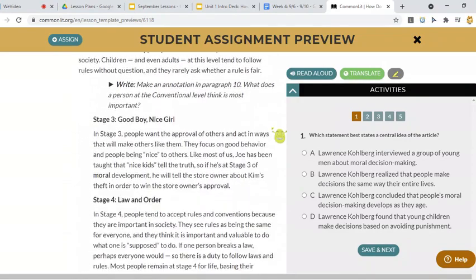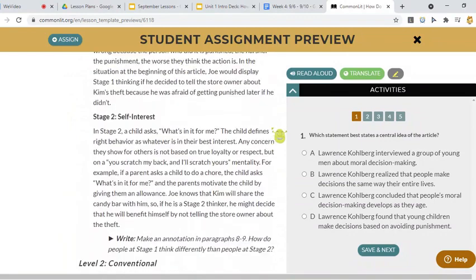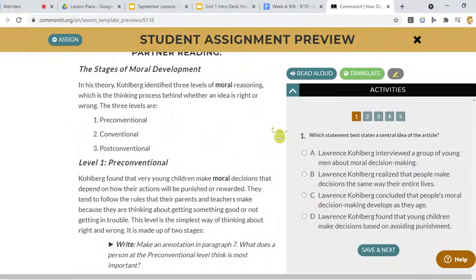I'm going to just look at different stages, and we're going to see what they mean, because they're kind of scientific. So here we go. This is the stages of moral development. So we were asking ourselves, what are his stages? Why do people do what they do? This is going to show us why they do what they do. So, the stages of moral development.